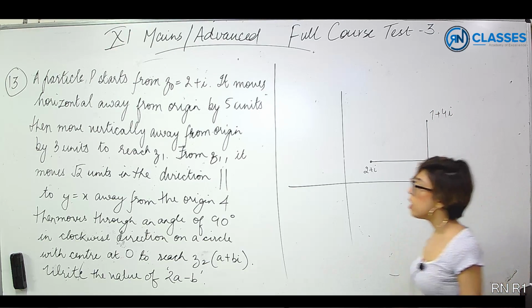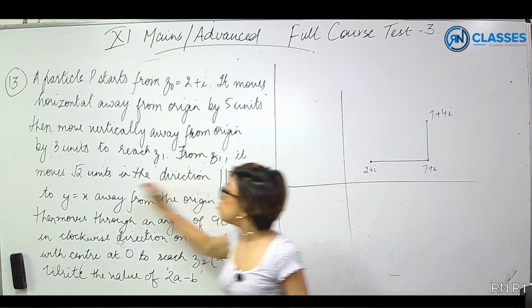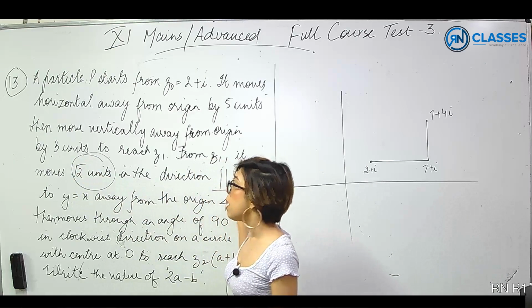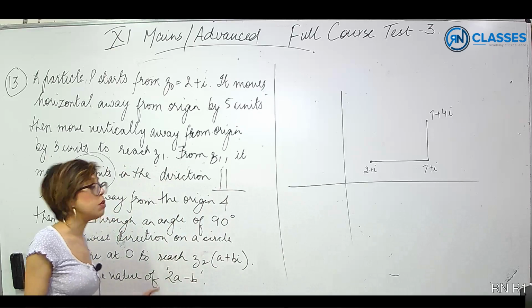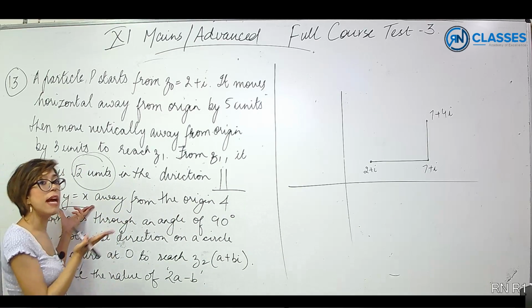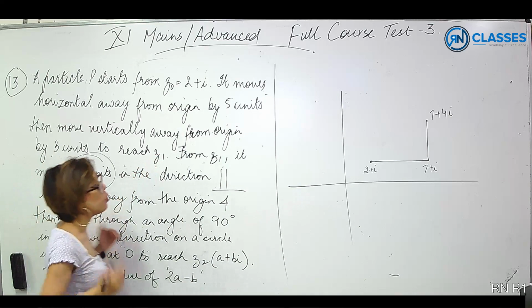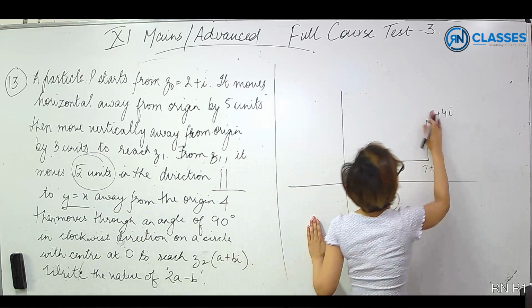So this is Z1. Now he says from Z1 it moves root 2 units in the direction parallel to y equals x. Direction parallel to y equals x means it moves at an angle of 45 degrees. Cool. So it will move like this now.